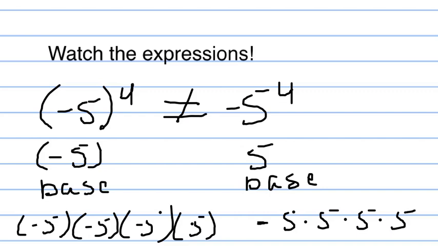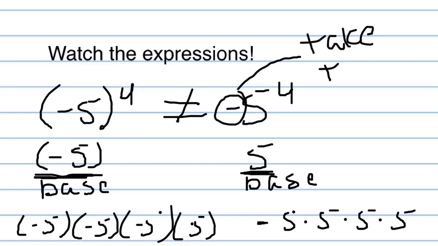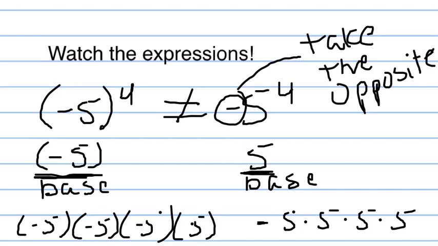Okay? So notice what's different in these two expressions. It's the parentheses, and that will trip some of you up. You have to recognize what the base is that's being multiplied by the exponent. So this base is negative 5 multiplied by itself 4 times, and this base is only 5, and this little symbol right here says take the opposite. So once I take 5 to the 4th power, then I would take the opposite of whatever that number is. So that answer would be a negative answer.